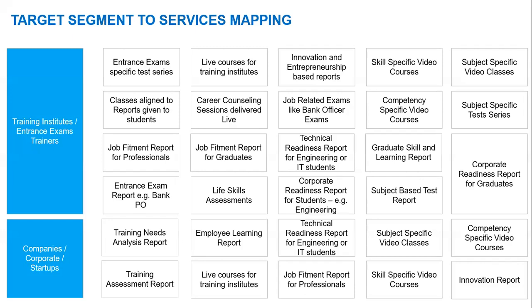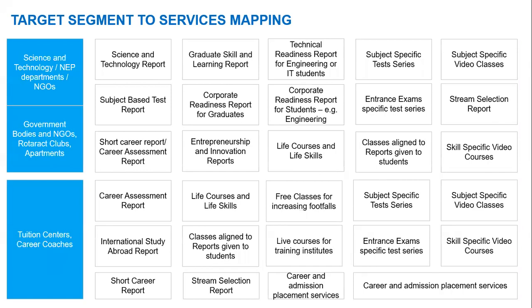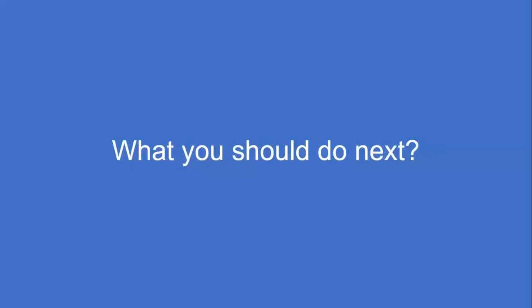Now, this is just a library of the things you can offer, but what is important is knowing what you can do with such a library. And these are some of the other things you can do with regard to departments and government bodies and tuition centers whom we want to tie up with. You can go through these kinds of services you can enable, but what is important is what you should do next with this kind of definition of services.